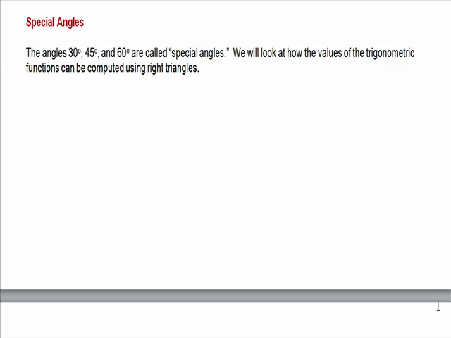Okay, now let's take a look at another group of special angles. The angles 30 degrees, 45 degrees, and 60 degrees are often referred to as special angles. We're going to look at how the values of these trigonometric functions can be computed using right triangles.